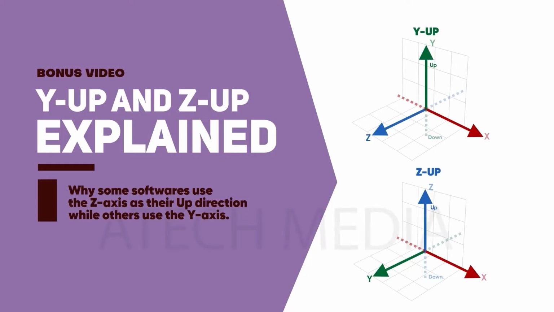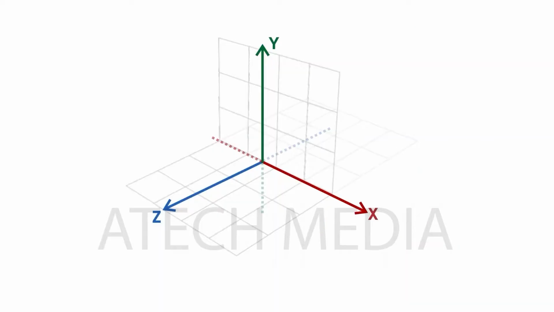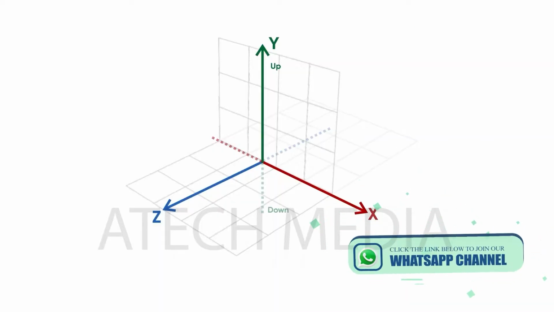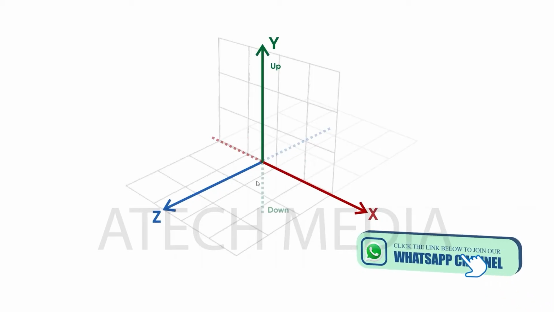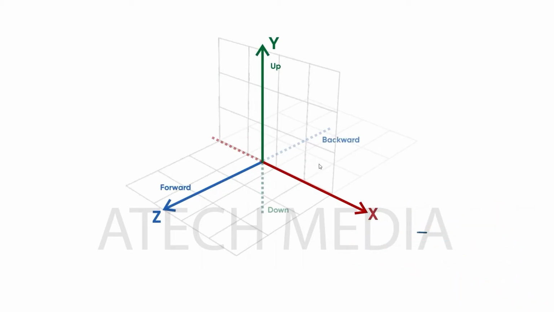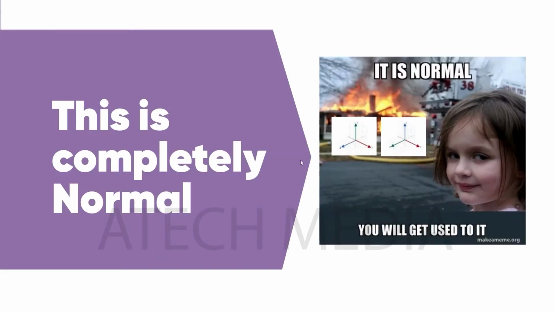Now, a very quick note before we proceed. I've said that the y-axis makes the objects move up and down, and the z-axis makes the objects move forward and backwards. However, in some 3D softwares, it is the other way around. The y-axis is responsible for moving the object forward and backwards, and the z-axis is responsible for moving the object up and down. Now, I want you to understand that this is completely normal. This does not make one software more 3D than the other. It's just a matter of orientation and perspective.